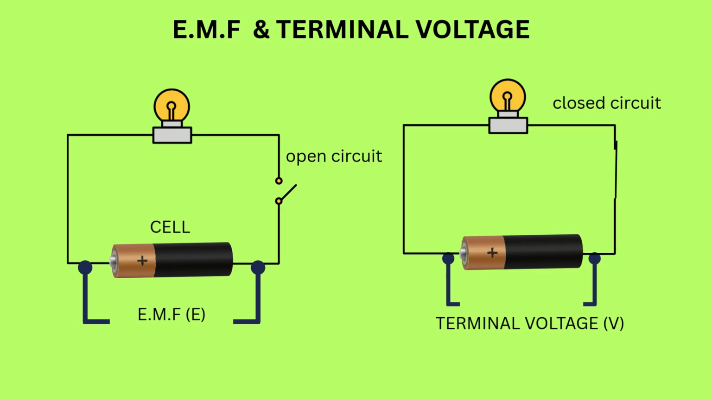The potential difference between the terminals of a cell when it is on an open circuit, that is, when no current is drawn from it, is called its EMF. The potential difference between the terminals of a cell when it is in a closed circuit, when a current is drawn from it, is called a terminal voltage.